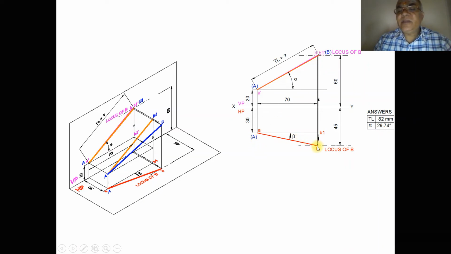So we are rotating with ab1. So ab1 is made parallel to XY. In the top view, its corresponding front view will be in true length, which is the corresponding front view A dash B1 dash. So from B1 you draw a vertical projector so that it will touch the locus of B in the front view. So you are going to get B1 dash. So you get A dash B1 dash, which is the true length. So we need to find out the true length. True length is 82 mm.